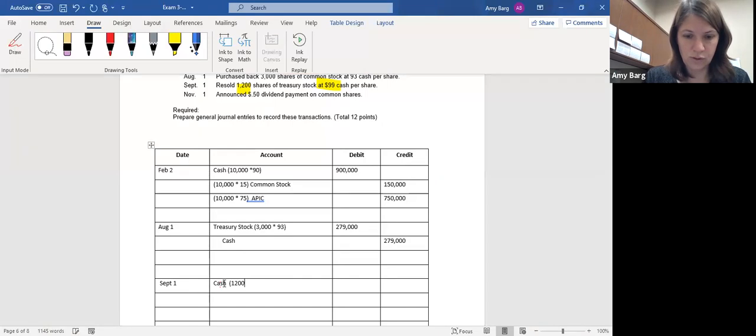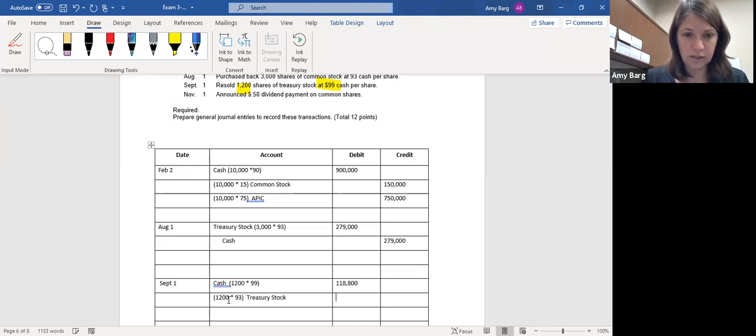We sold 1,200 shares for $99 apiece, so we got cash of 118,800. And now, like I just said up above, the treasury stock stays priced at the amount that we purchased it back for. We sold back 1,200 shares, but we have to keep it at that 93. If it came in at 93, it's coming out at 93.